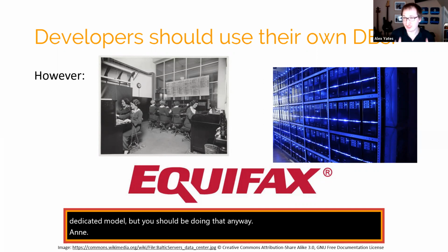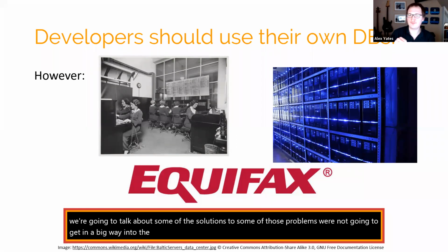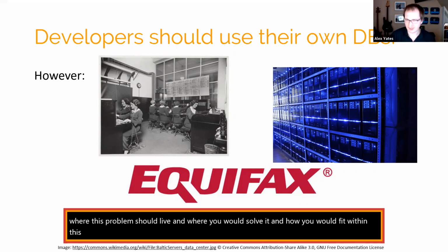So they're the big problems that we need to solve. In today's session, we're going to talk about some of the solutions to some of those problems. We're not going to get in a big way into the data privacy and data masking stuff. I'll point at where this problem should live, where you would solve it, and how you would fit it within this process. But that's a whole topic in its own right.